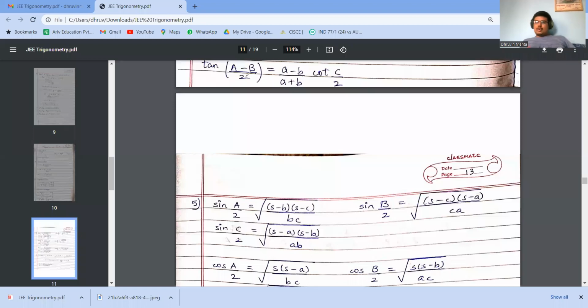Can you guys tell me what is cos of c by 2? Yes guys, cos of c by 2 is root of s into s minus c upon ab.